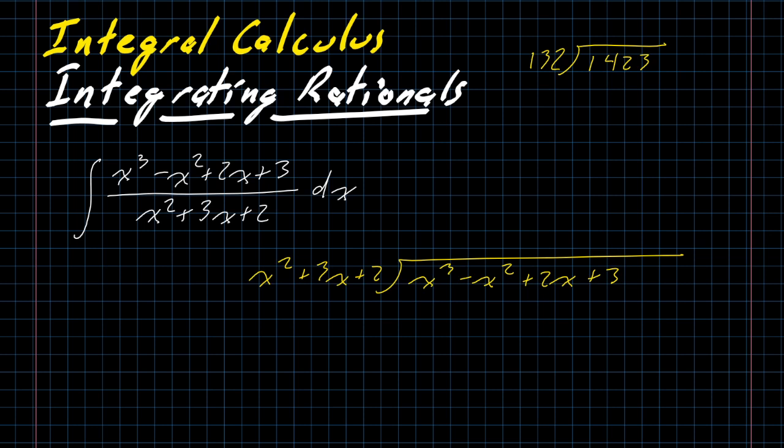Well, 132 goes into 142 one time. 1 times 132 is 132. Subtract that off, you get 10. Drop down the next number, which is 3. 132 does not fit into 103. That will fit 0 times. Subtract that off, you get 103. And we'll write that as our remainder.